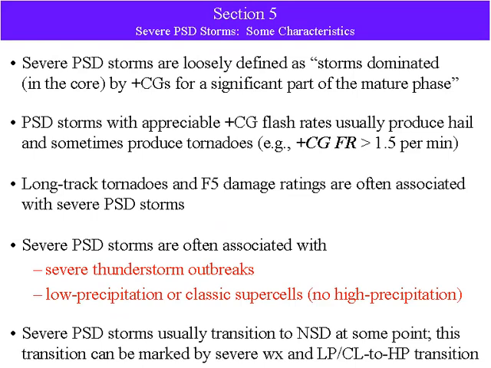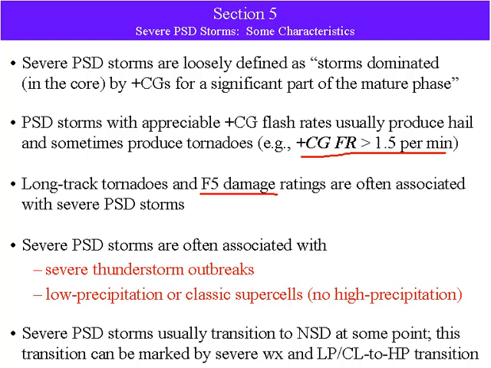Now we can talk about some characteristics of these severe PSD storms. First of all, severe PSD storms are loosely defined as storms dominated in the core by positive CGs for a significant part of the mature phase. PSD storms with appreciable positive CG flash rates, that would be positive CG flash rates greater than about 1.5 per minute, usually produce hail and sometimes produce tornadoes. Long track tornadoes and F5 damage ratings are often associated with these severe PSD storms.